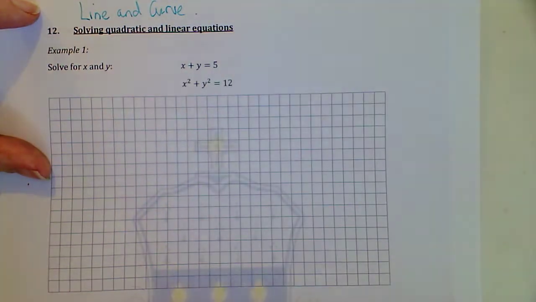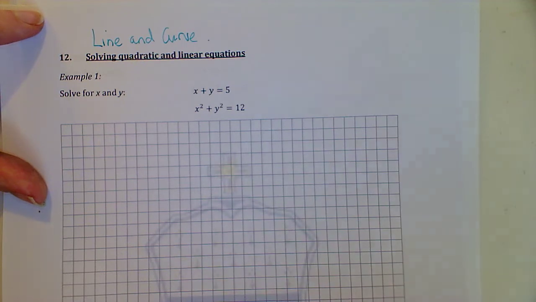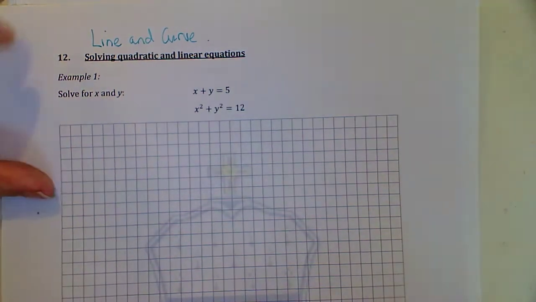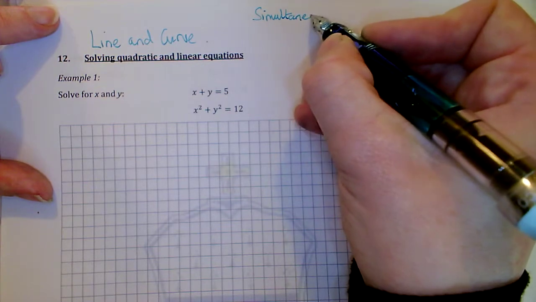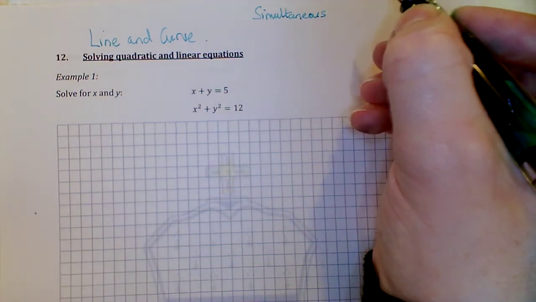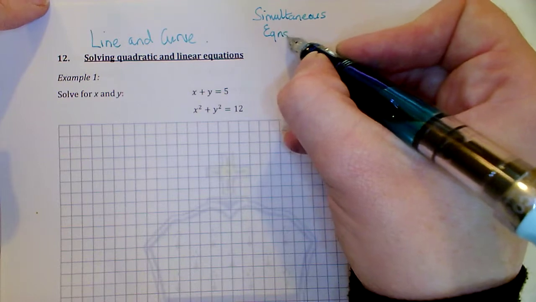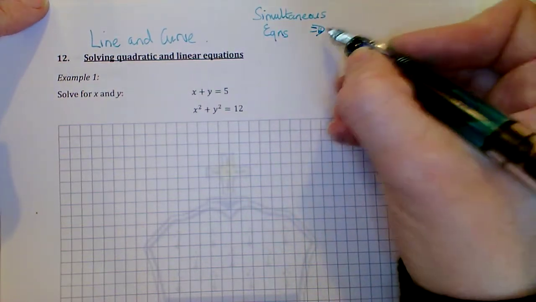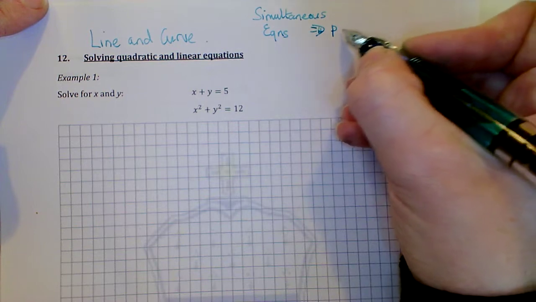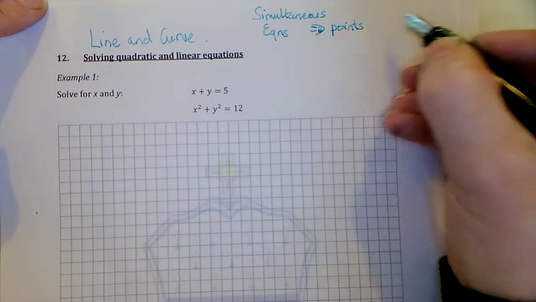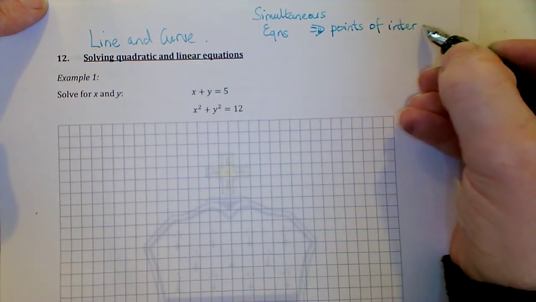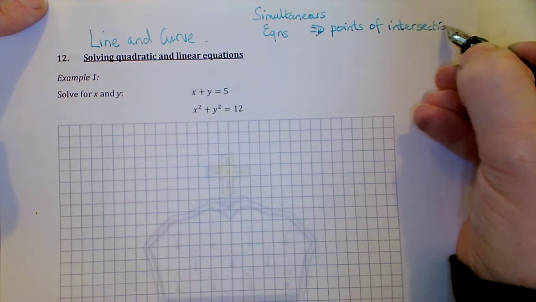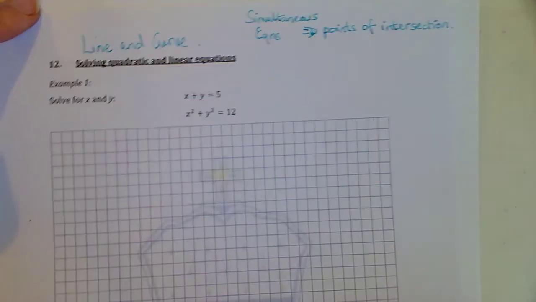Now we remember that when we're solving simultaneous equations, what we're doing is we're finding the point of intersection. Whenever we're solving simultaneous equations, and these are a type of simultaneous equation because we have 2 equations that we're solving at once, we're looking for points of intersection. Those 2 things are synonymous. If you're asked for points of intersection, you must do simultaneous equations. If you do simultaneous equations, you're finding points of intersection.